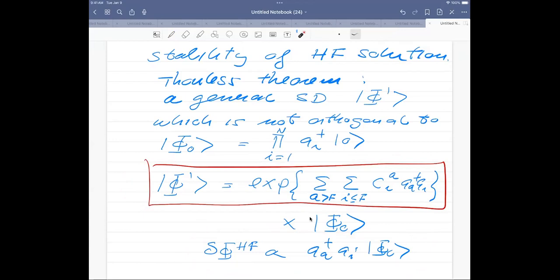And that's an extremely useful theorem because, one, it motivates and shows the second quantization derivation of the Hartree-Fock equation. And at the same time, we're going to use this to study the stability of the Hartree-Fock solution, which you will need in the midterm, which we're going to discuss next week as well.